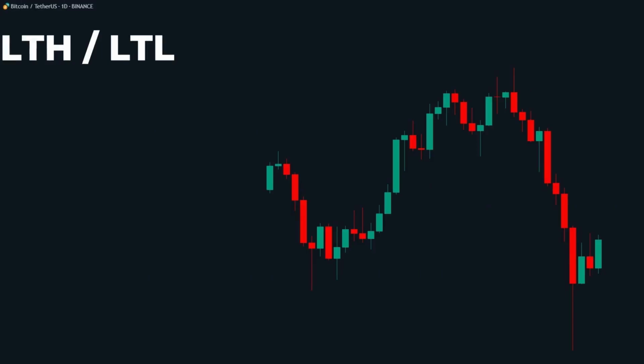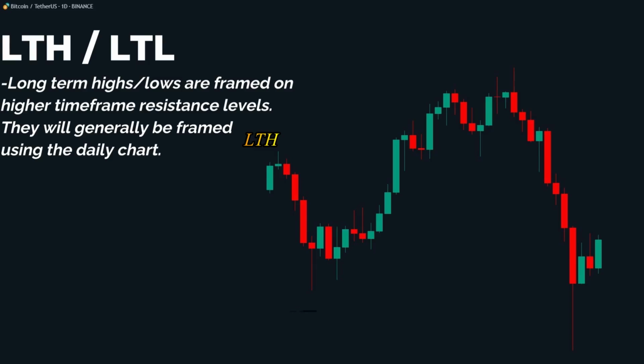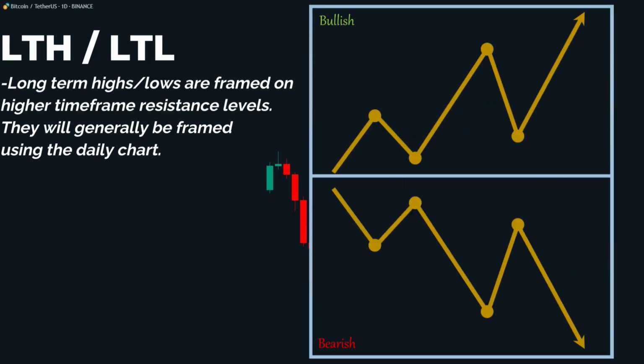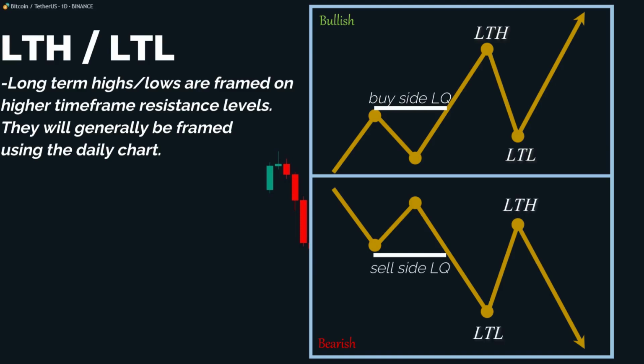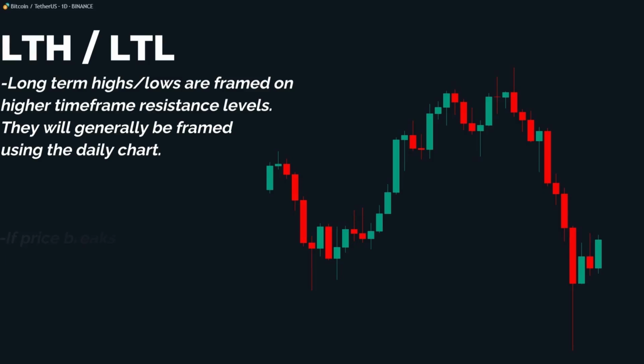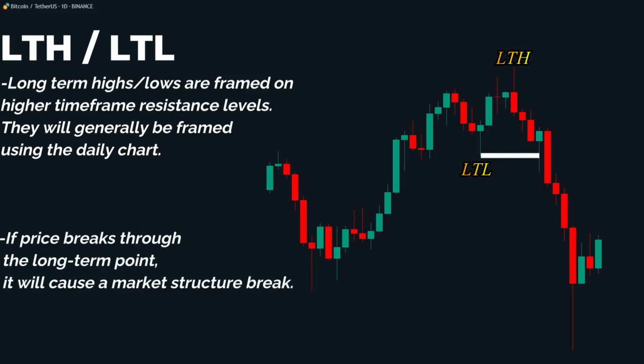Long-term highs and lows are typically identified within daily time frames. Long-term highs are considered daily resistance levels, while long-term lows act as support. The market constantly attempts to break through these areas to establish new long-term levels. In a bullish trend on the daily time frame, the market sweeps buy-side liquidity by breaking long-term highs, establishing new long-term levels. Similarly, in a bearish scenario, the market sweeps sell-side liquidity, leading to the establishment of new long-term highs and lows. If the price moves against the market trend and breaks through the long-term point, it will cause a market structure break and could initiate a reversal on a higher time frame.